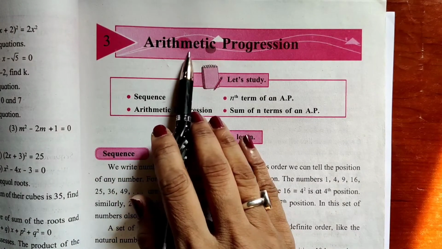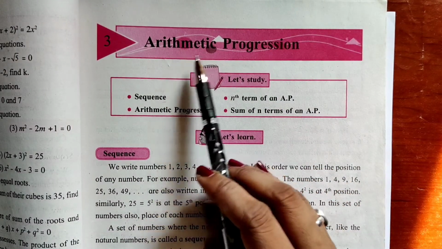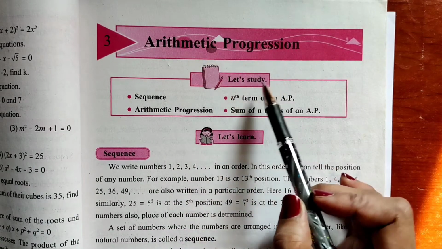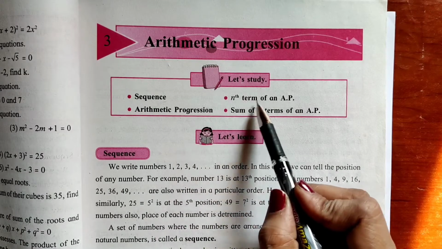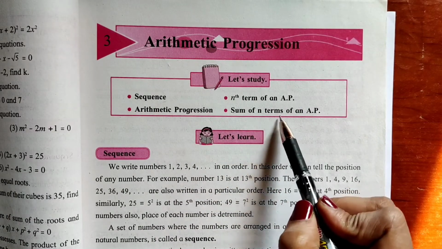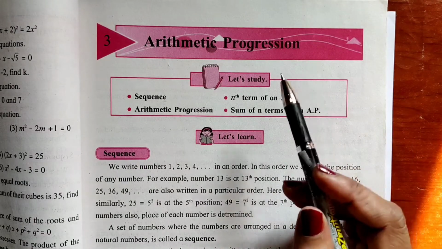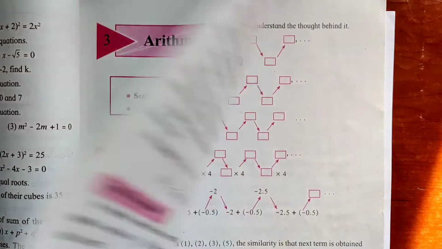So the third chapter is Arithmetic Progression. We will see the meaning of arithmetic progression in practice set 3.1. In this chapter, we are going to study the sequence, arithmetic progression, nth term of an AP and the sum of the nth term of an AP. So let us see what we mean by sequence and arithmetic progression in our practice set 3.1.